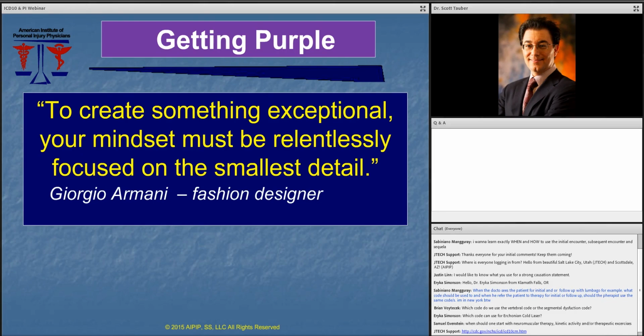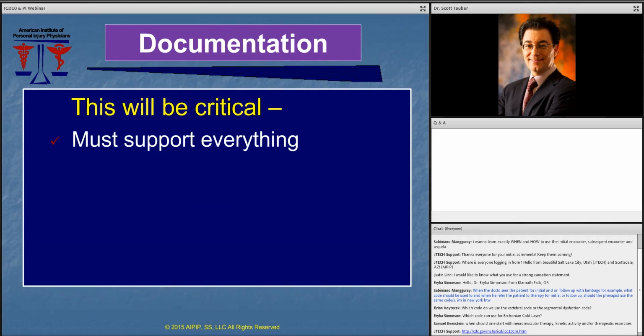So documentation, obviously many of you already know that your documentation can benefit from some sort of improvement, and auto carriers certainly don't tell you what to do, and that's kind of what we're trying to accomplish here today. But documentation is going to be critical in ICD-10. Shocking, right? As if that was something you didn't expect.